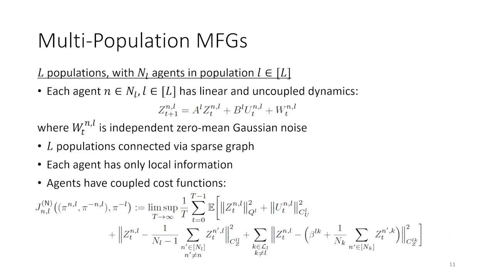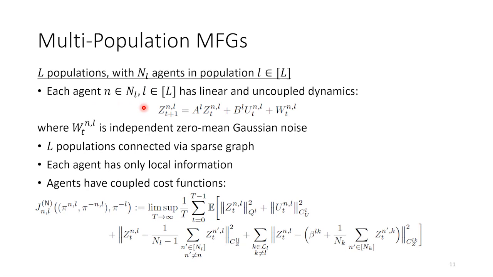Okay. So now we go to the multi-population mean field games, and now we have heterogeneity. There are L populations in the game, and these populations are connected via a sparse graph. And then there are N sub L agents in each population.